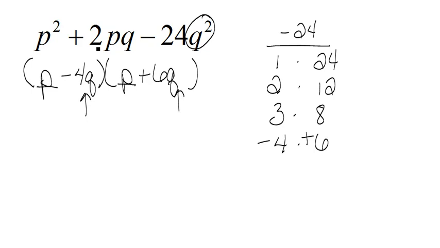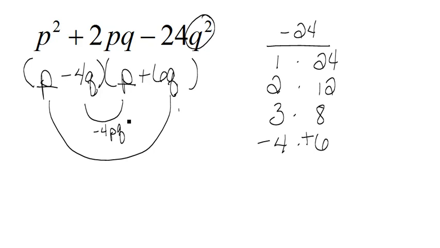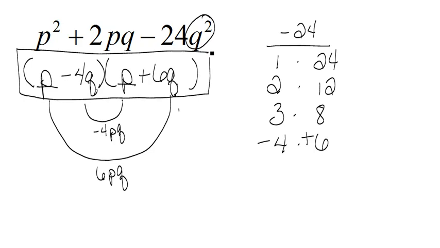Let me erase these really quick so we can see what we're doing here. In order to check the middle to make sure that you have that middle term correctly, you need to think about your inner terms and your outer terms. So our inner terms here would be negative 4pq, always write them in alphabetical order, and p times 6q would be 6pq. So when we combine these, that does give us a positive 2pq. So that tells us that this is our factorization.